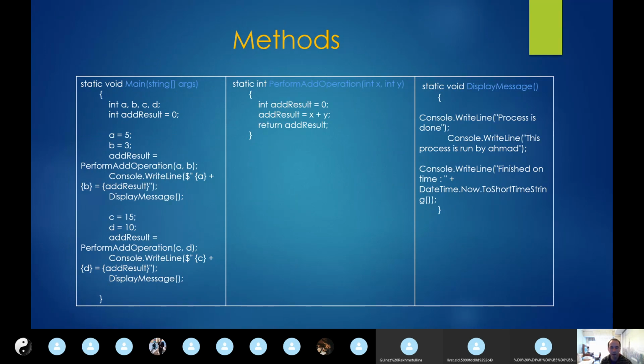Here is a list of other methods, and the most important point is that if we have a method that returns some values, some result, we need to specify the return type of the method.